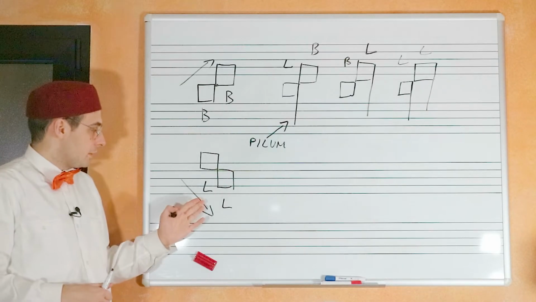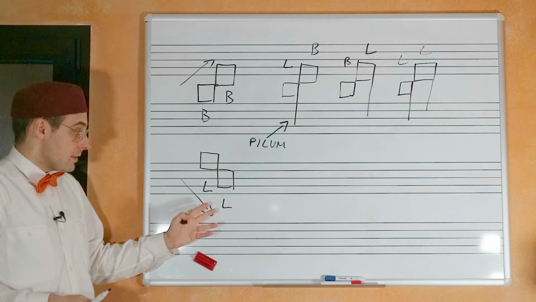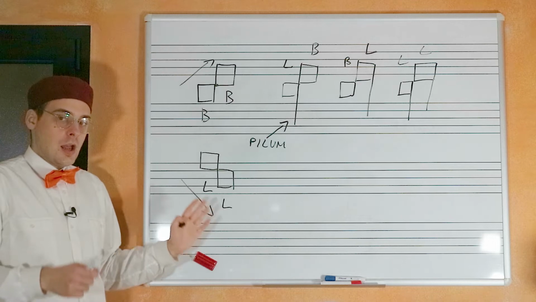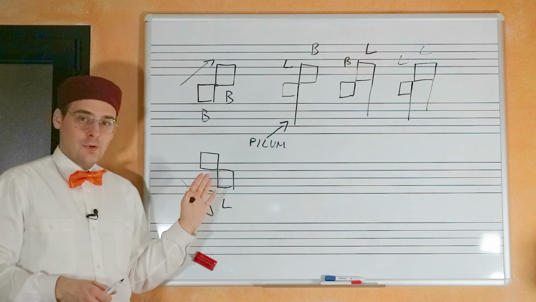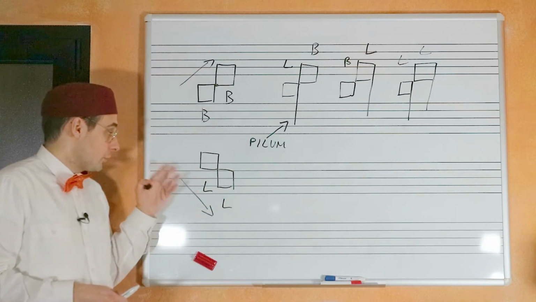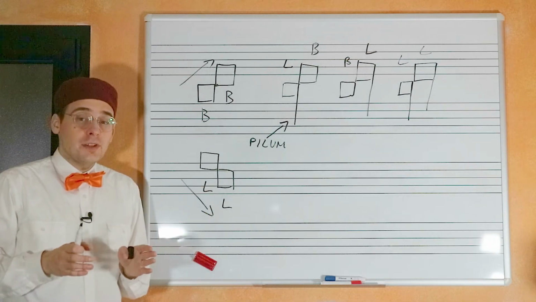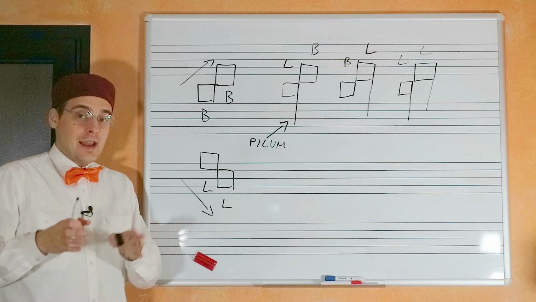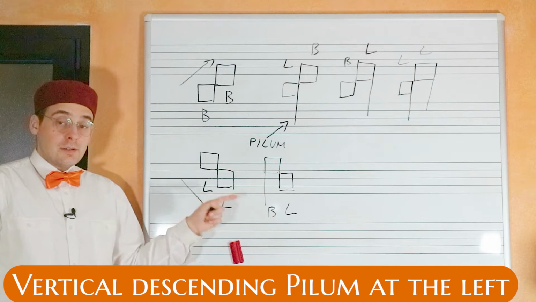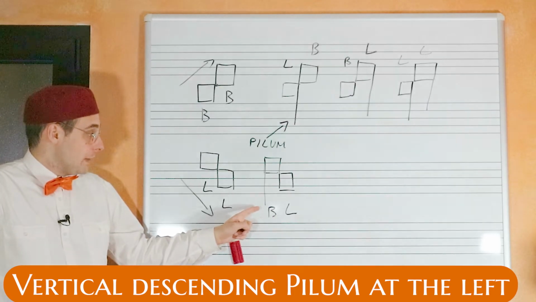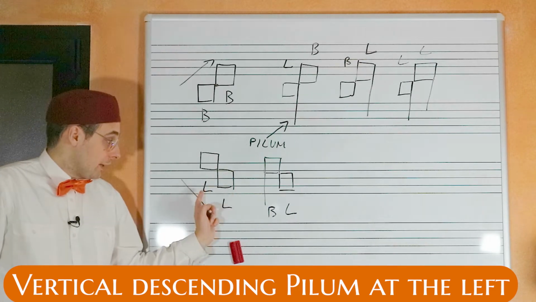Now let's see the second case. In the second case I have two descending notes that are longa and longa. What can I do to transform these two notes into, for example, brevis and longa? If I want to transform the first note, that is longa, into brevis, I have to add also in this case a pilum, but not at the right, but at the left. As you can see, this descending pilum at the left of the first note transforms this longa into brevis.